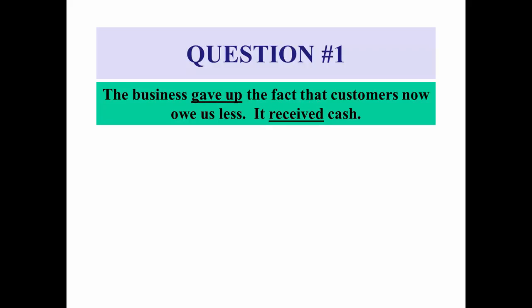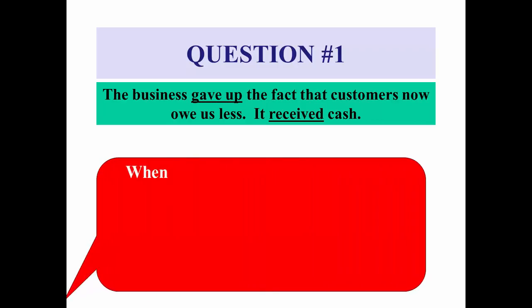So we're receiving cash. What we're giving up is the fact that the customers now owe us less. We used to have a lot of money in the customer's pocket that we owned, even though we didn't have it in our own hand, we owned that money in the customer's pocket. Now we have more cash in our own hand, but we have less cash in the customer's pocket. That's what we're giving up, the fact that we now have less that the customers owe us.